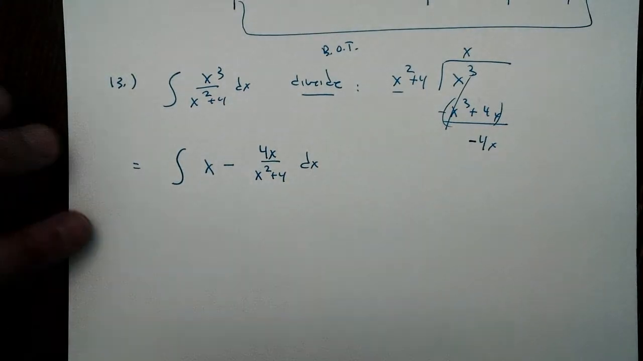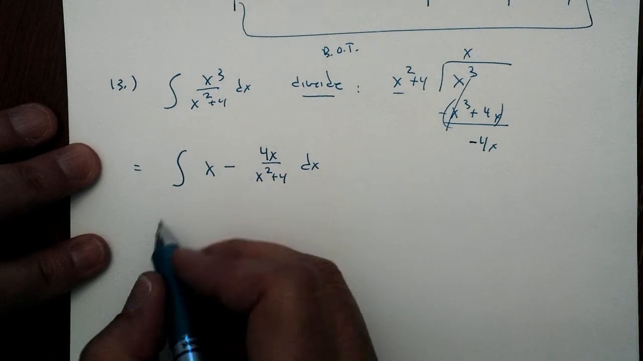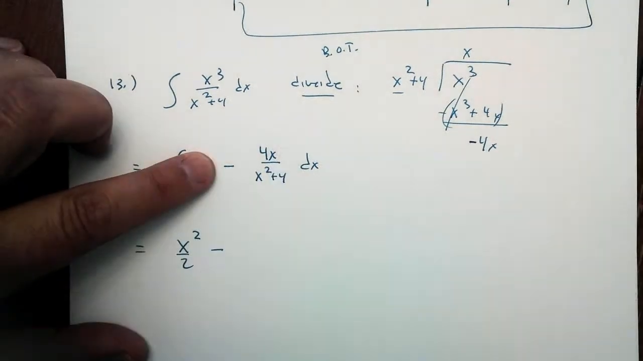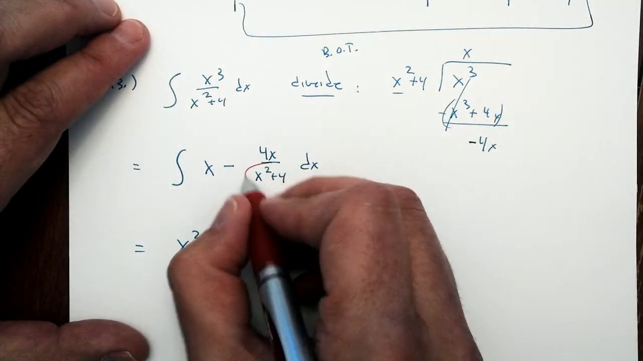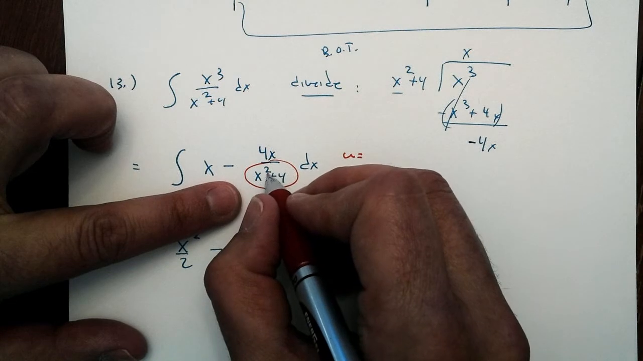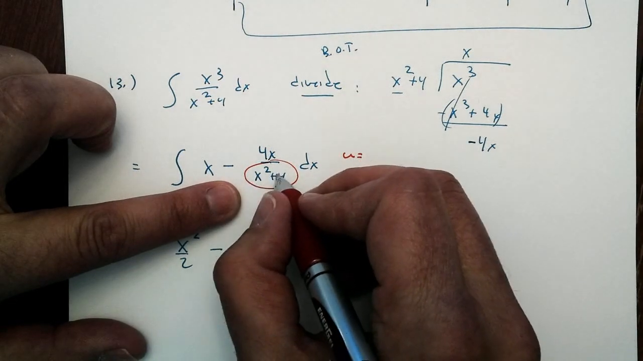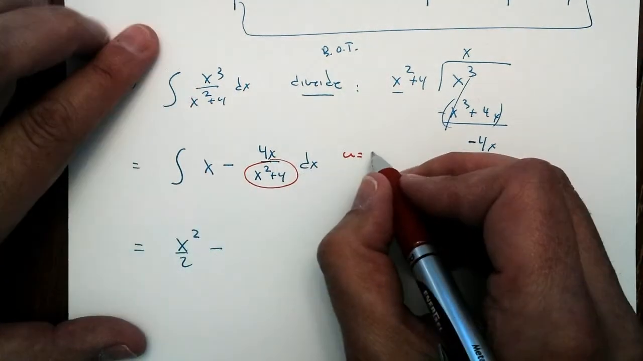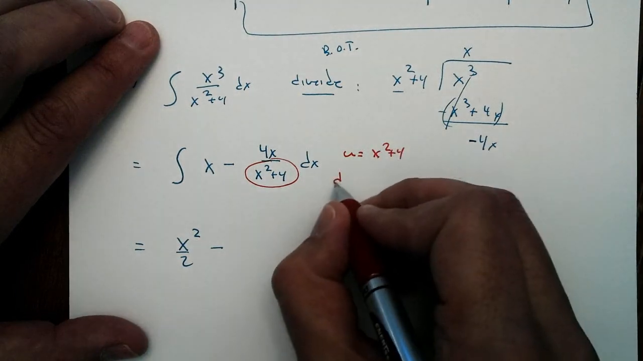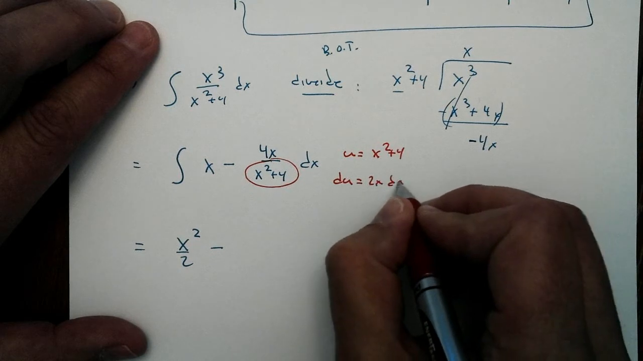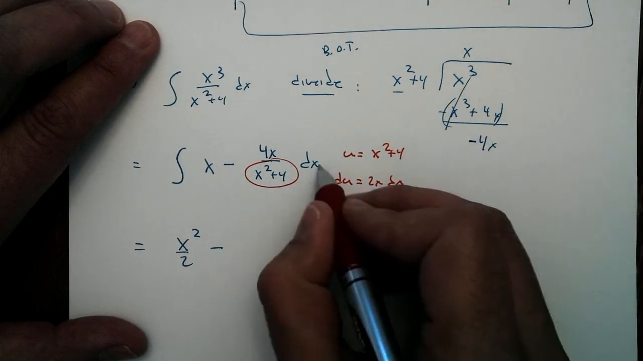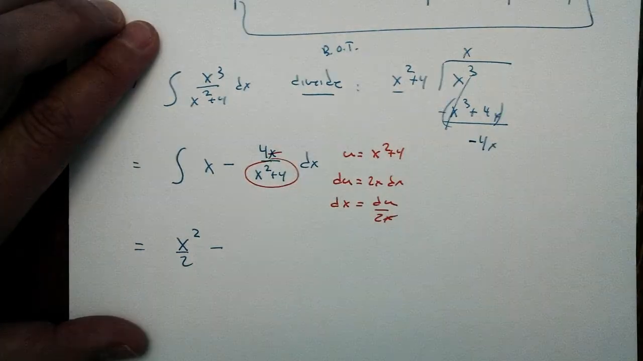And this I can integrate. Well, that is just x squared over 2 minus, but over here we have a u substitution. So let's see if we can do this real fast. I know it's going to be u substitution because the derivative of x squared plus 4 is 2x. The x's should cancel. So u is x squared plus 4, du is 2x dx, which gives me dx is du over 2x. And again, those x's will cancel.